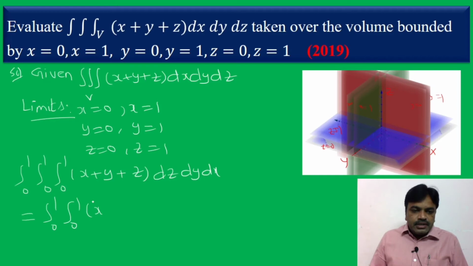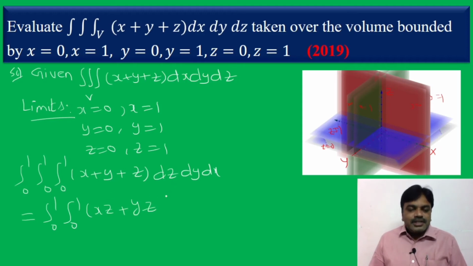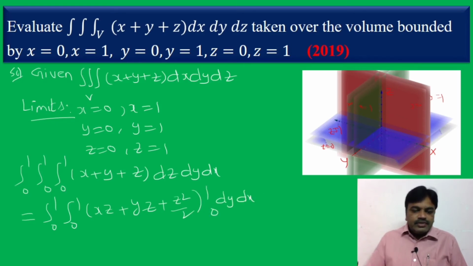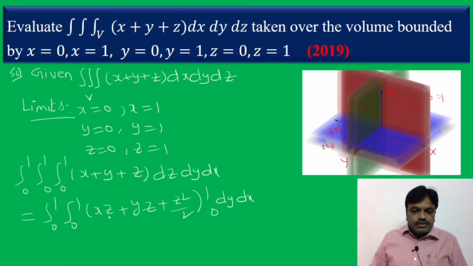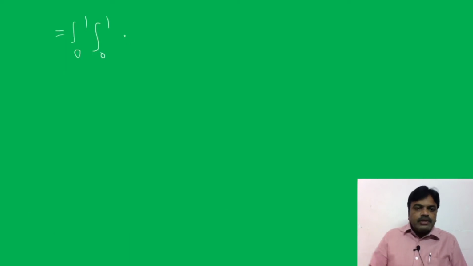The integral of x dz is xz, plus the integral of y dz is yz, because with respect to z, x and y are constant. Plus the integral of z dz is z square by 2, between limits 0 to 1, dy dx. Substituting upper limit 1, we get 1 and 1 by 2; substituting lower limit, we get 0. So finally we get (x plus y plus 1 by 2) dy dx.